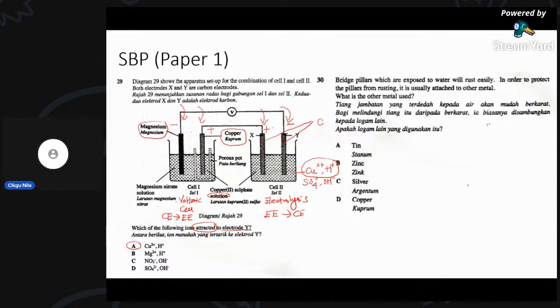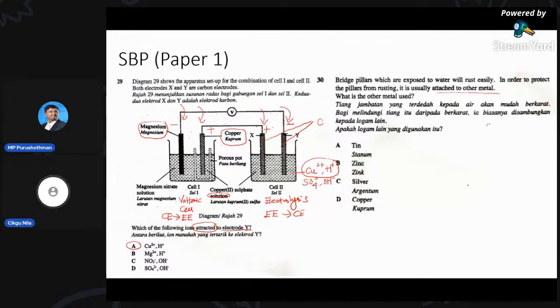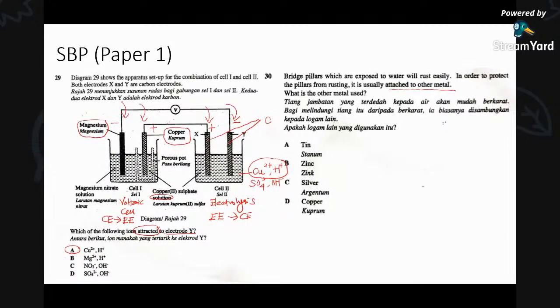Okay, question 30. Bridge pillars which are exposed to water will rust easily. In order to protect the pillars from rusting, it is usually attached to another metal. What is another metal that's supposed to be used? If you don't want the bridge to rust easily, you need another metal. That means iron. You need another metal which is more reactive than iron.